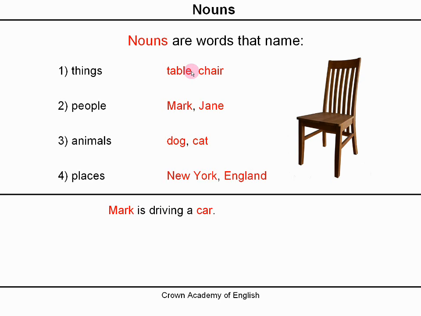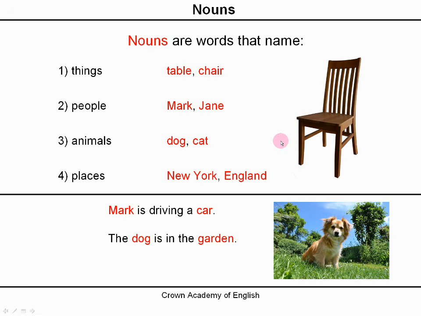So here is an example. Mark is driving a car. And in this sentence, there are 2 nouns, Mark and car. The dog is in the garden. So dog is a noun, garden is a noun. And finally, another example, let's go to London. So London is a place, it is a noun.